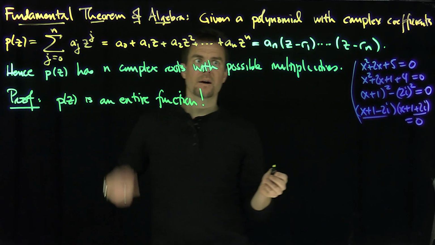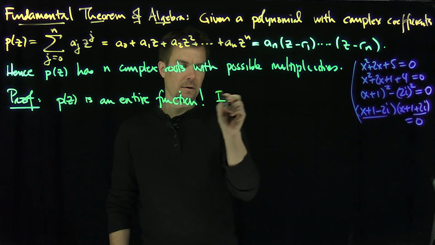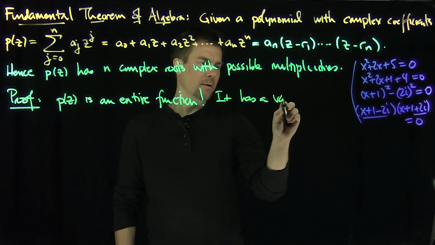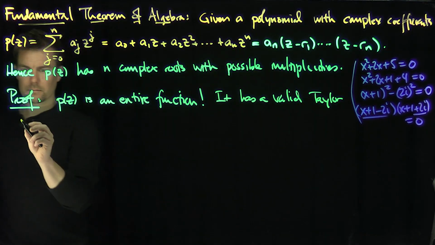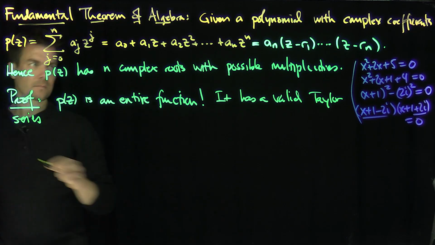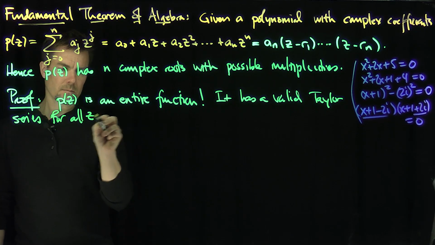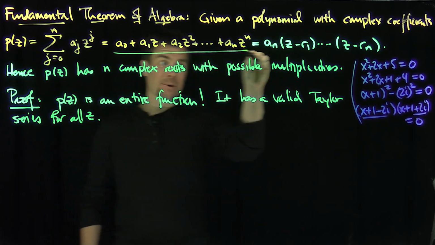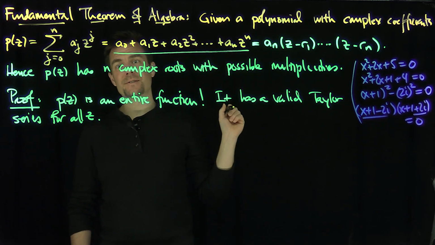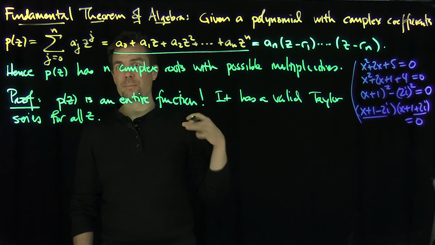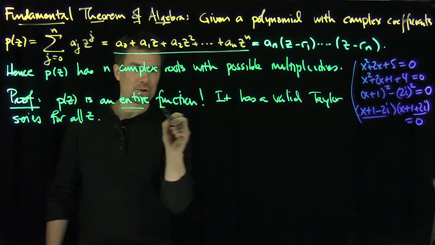Okay. Why is it entire? It has a valid Taylor series expansion for every z, a valid Taylor series for all z. What is this valid Taylor series? It's right here. The Taylor series terminates, right? So it's valid for all values of z. I can plug in any value I want to this Taylor series, and it spits out a complex number beautifully well. So in other words, this converges for all values of z. Therefore, it's an entire function.